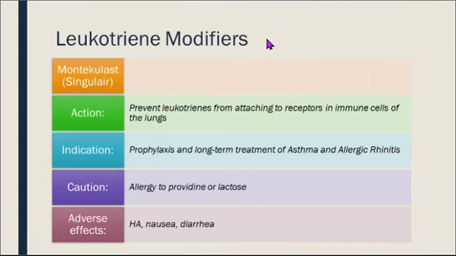Leukotriene modifiers, I mentioned this a little bit previously on your pulmonology drugs. It wasn't on a slide, but I mentioned it. The only one is montelukast, or Singulair. It prevents the leukotrienes from attaching to receptors in the immune cells of the lungs. It is not for an acute attack. It takes at least a week for improvement. It is a preventive measure. Indications are prophylaxis and long-term treatment of asthma and allergic rhinitis. Caution if they're allergic to povidone or lactose. Adverse effects can be headache, nausea, diarrhea.